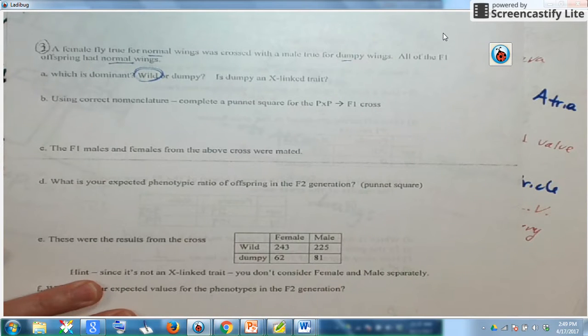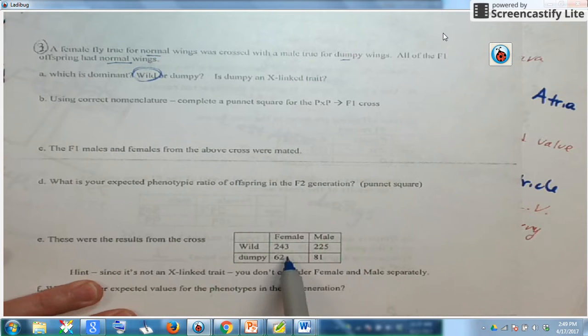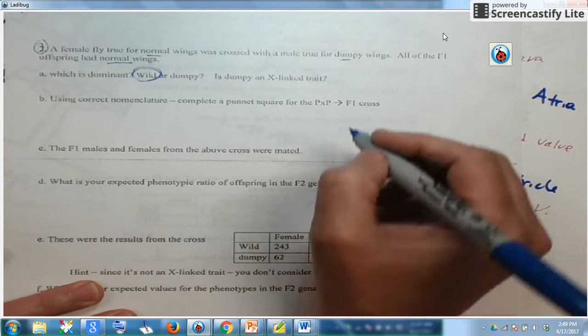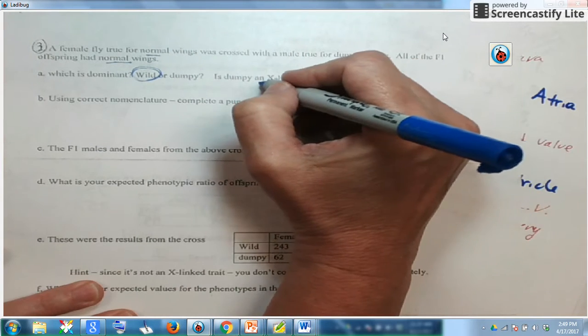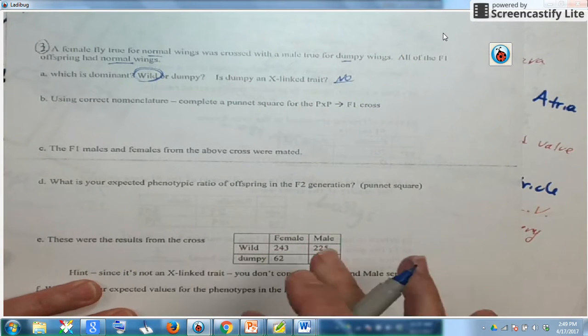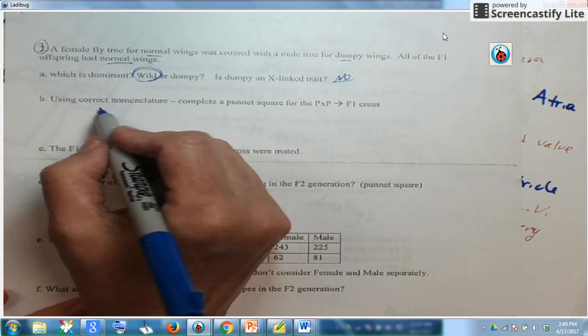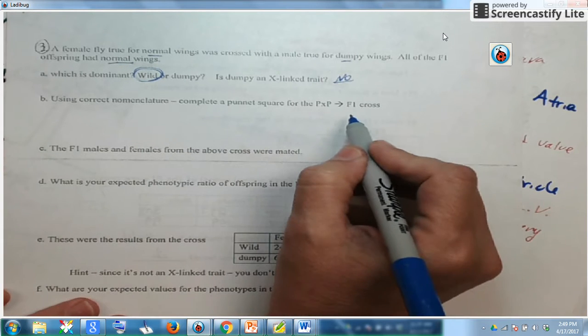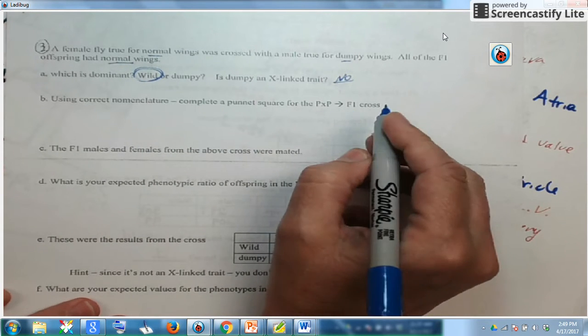dominant. And we look down here and we see that the males and females don't inherit it any differently, pretty much the same. So is dumpy an X-linked trait? No, it's probably just a regular old dominant recessive kind of trait. So using the correct nomenclature, we're going to show this cross.